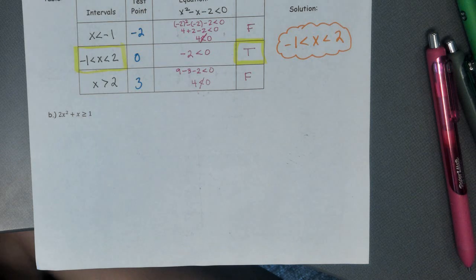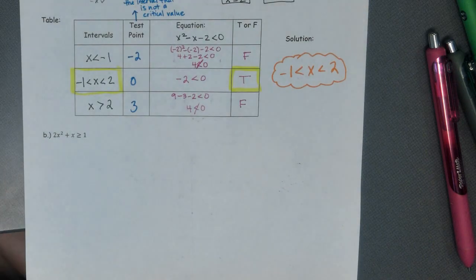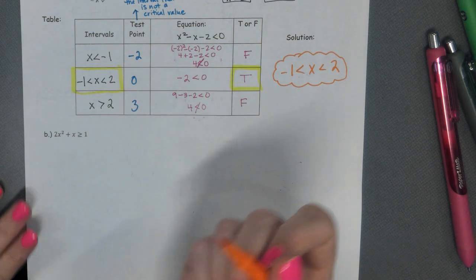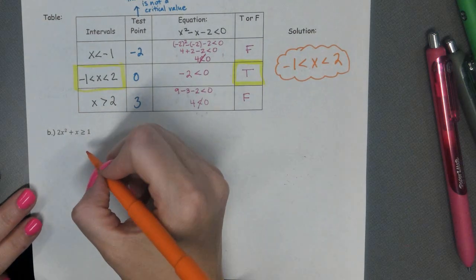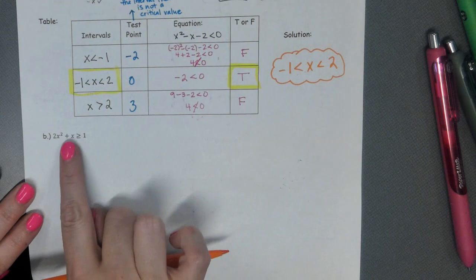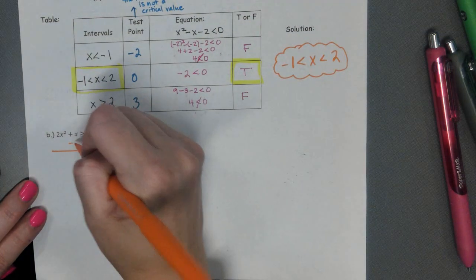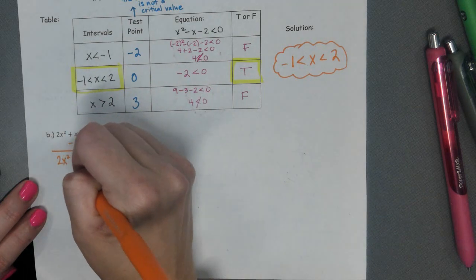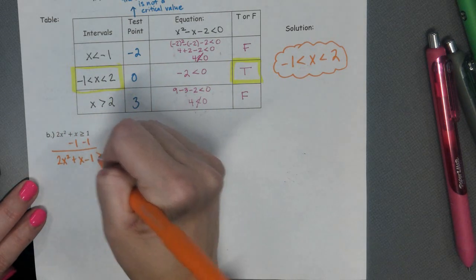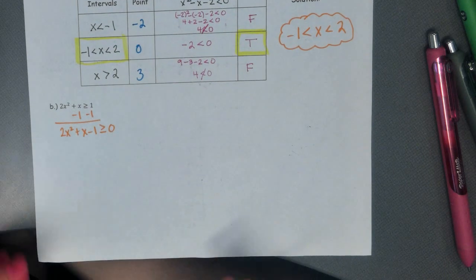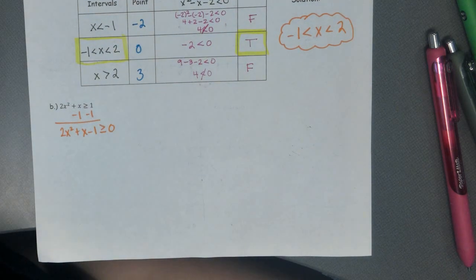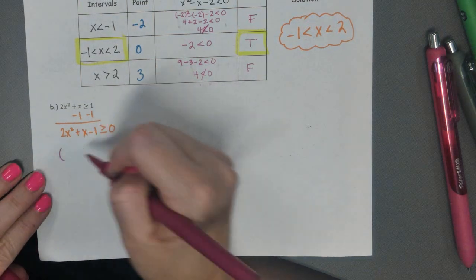Okay, for B, I'm going to show you how to set this up so you don't have to draw your table every time. You are welcome to draw your table, and it will be like that on your quiz so that you can fill it in nicely. But I'm going to show you how to do it so it's not as much. Remember, your first step is always to move terms to one side. So I'm going to move this 1 over. So I have 2x squared plus x minus 1 is greater than or equal to 0. Once we do that, we are going to factor.